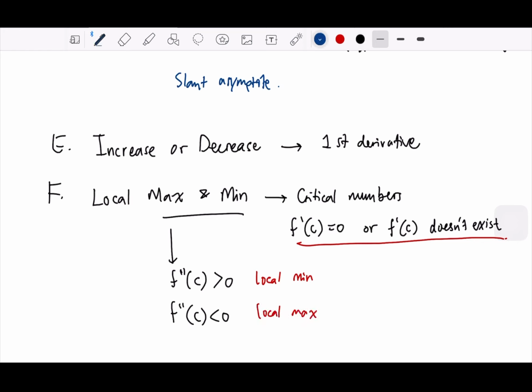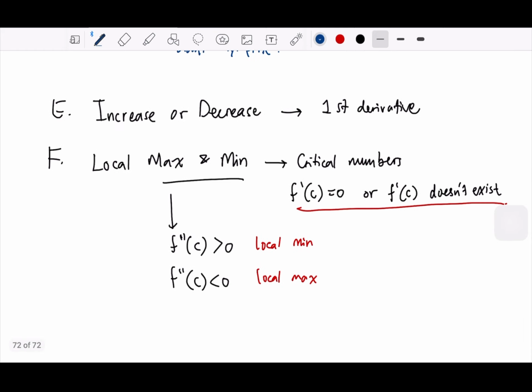And how do we remember which one is which? We just remember that every time the second derivative is positive, the curve is going upwards. And if it is negative, it's downwards.